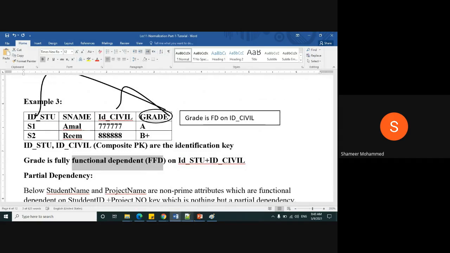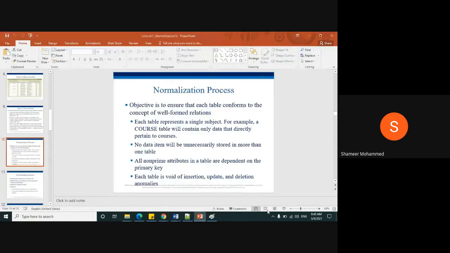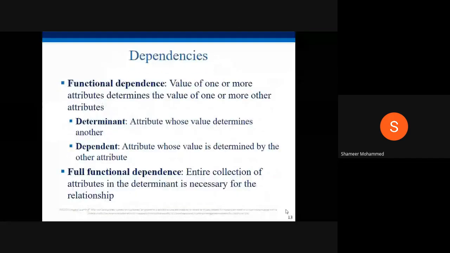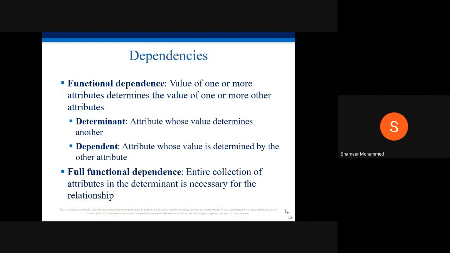The same is explained to you here in your slides. What is the determinant? What is the dependent? That I explained to you just now. So fully functional means the entire collection of attributes in the determinant is necessary for the relationship.